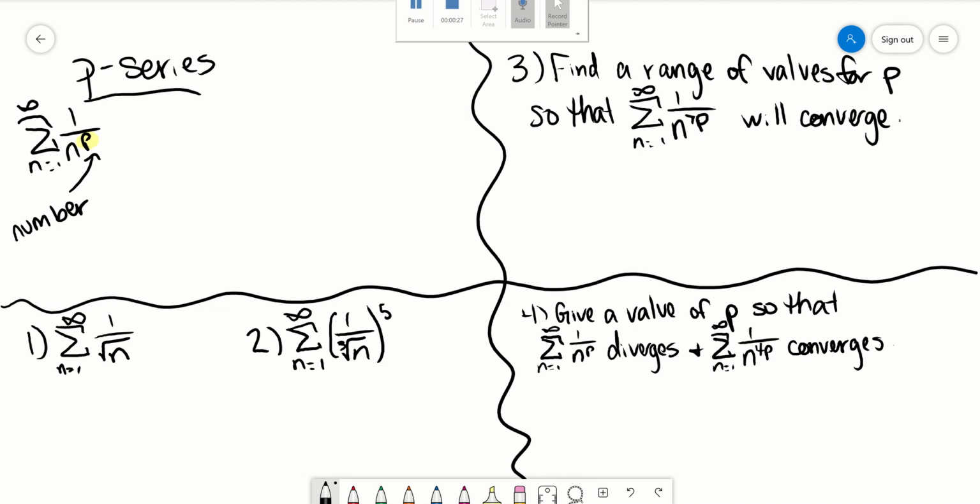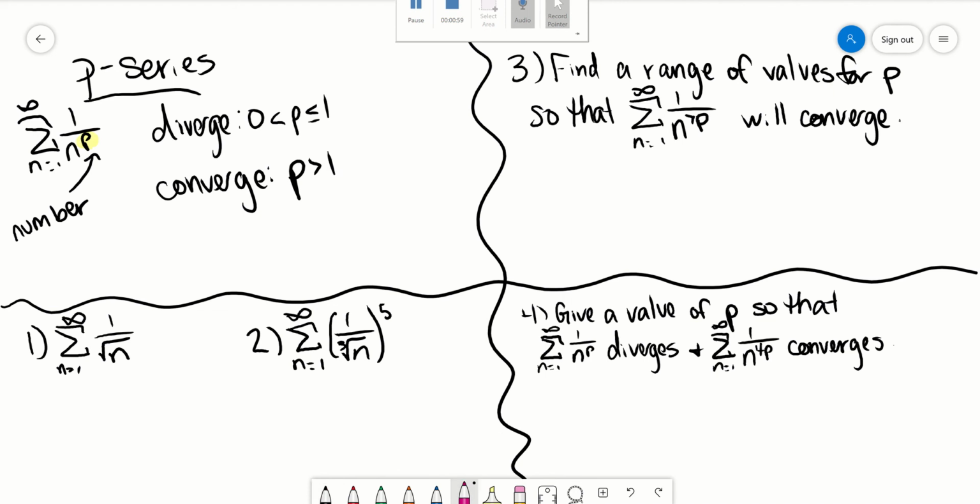So for it to diverge, p needs to fall in between 0 and 1, the 1 included. So if p is like 0.5, 1/3, 4/7, 1, whatever, any of those numbers, as long as p falls between 0 and 1, it is going to diverge. For it to converge, we just need p to be greater than 1.